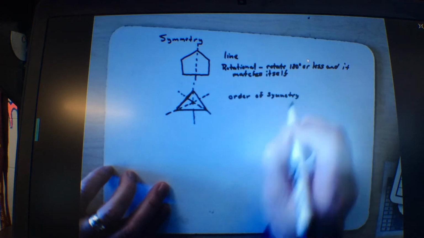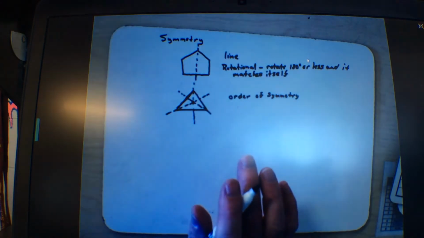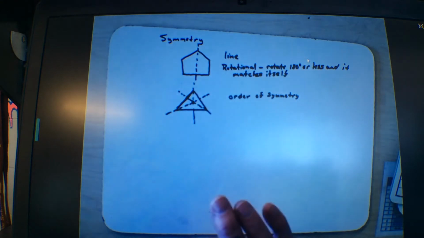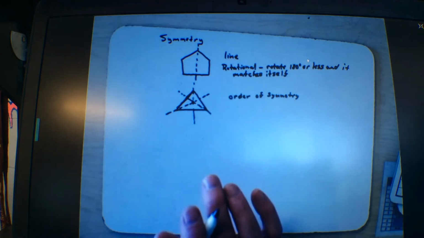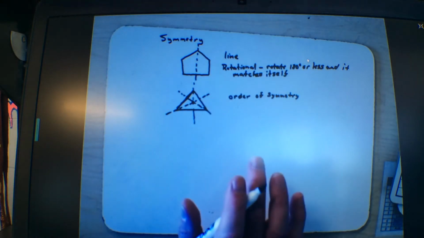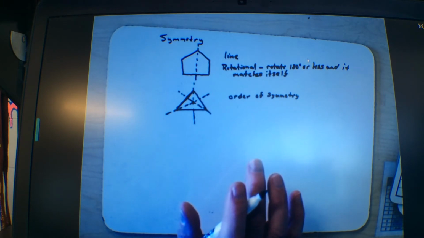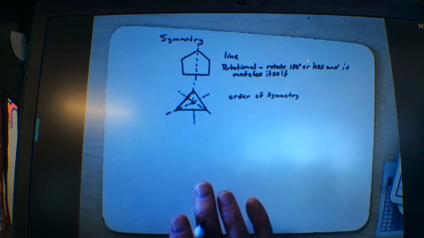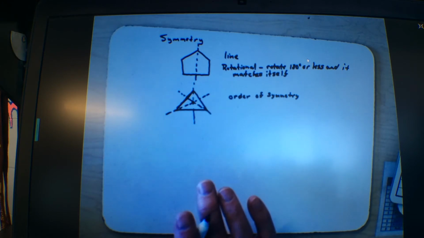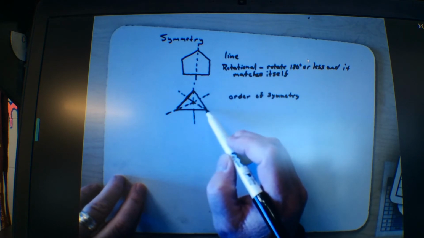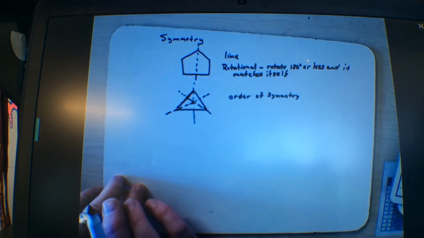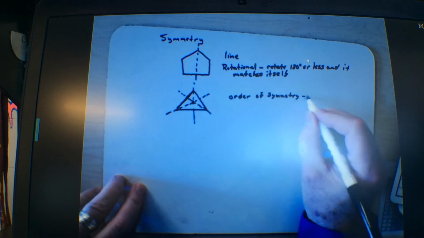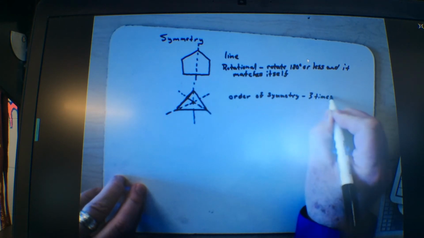Now the order of symmetry, I think that's what this book calls it, is the number of times that it can match itself in 360 degrees. The book says that the number of times a figure maps onto itself as it rotates from 0 to 360 is called the order of symmetry, okay? So the number of times that it matches itself is the order of symmetry. If I start turning this 360, how many times does it match itself? 3 times. So the order of symmetry is 3, okay?